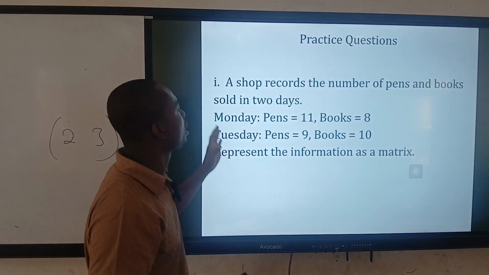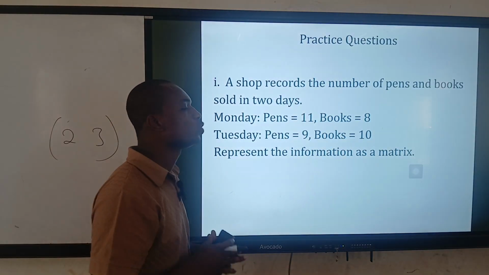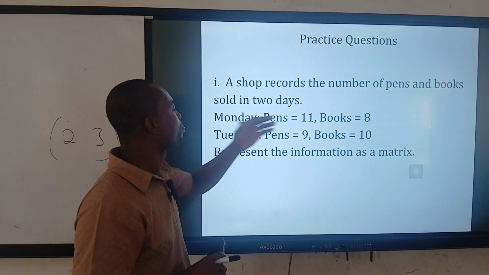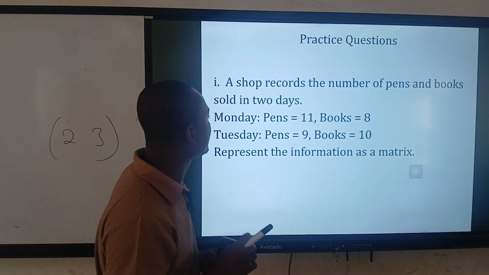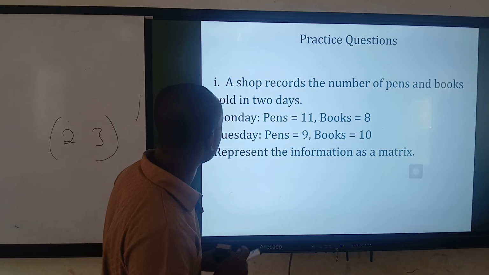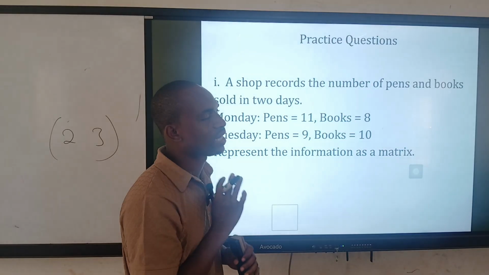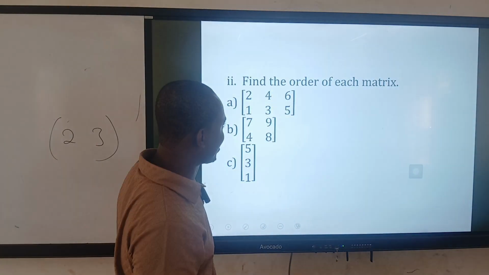It says that a shop records the number of pens and books sold in 2 days. Okay, so we have Monday and Tuesday. Pens sold on Monday is 11, books 8, Tuesday pens 9, and the books 10. We have to represent the information as a matrix. So you draw your table nice as we did the first one. We have the second question here.